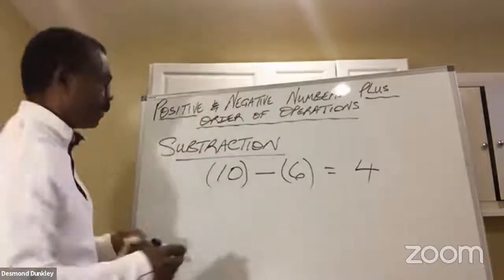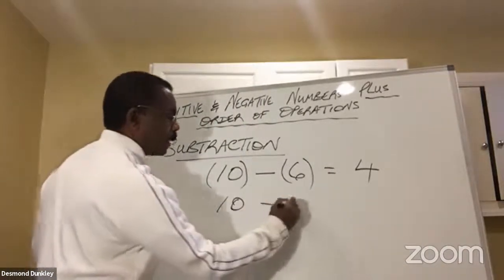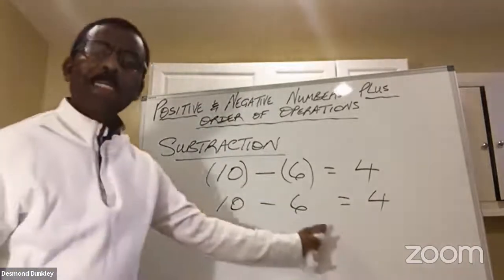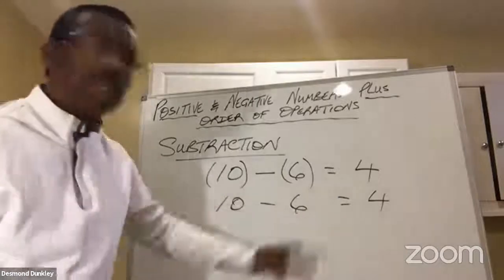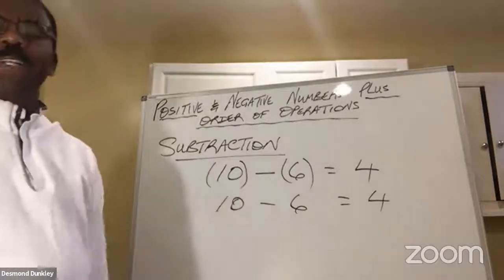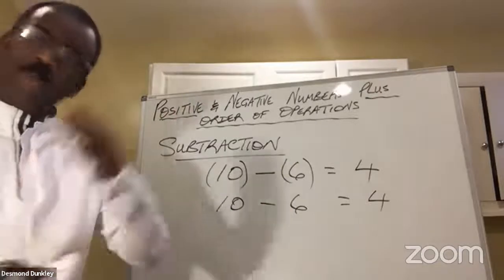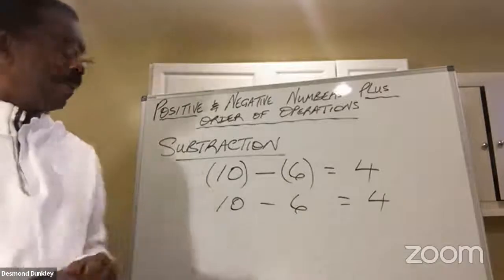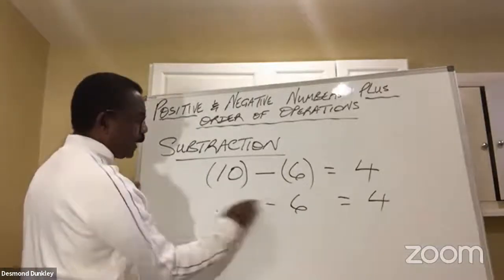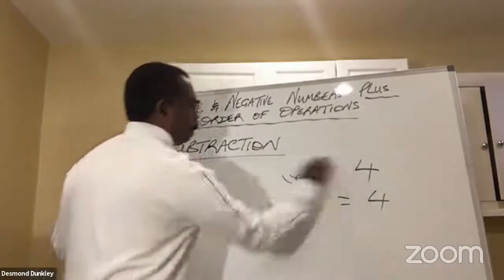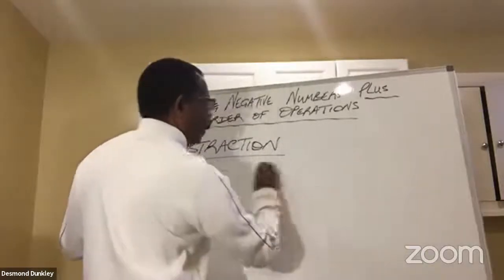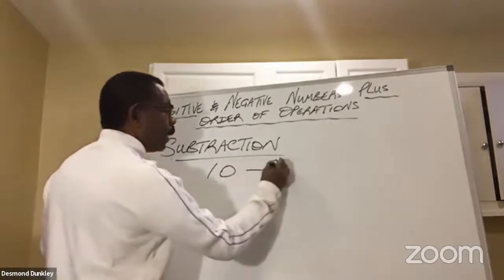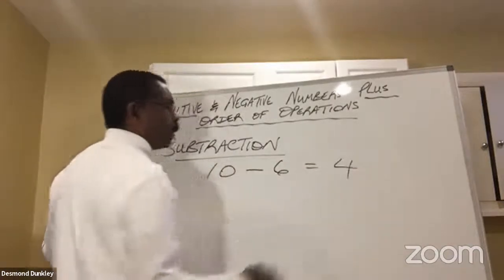Nobody has a problem with that because you don't even need the parentheses. Nobody would have a problem seeing that. 10 take away 6. You're taking away a smaller number from a larger number. Not a problem. Very, very easy to understand. Let's see what happens when you change that up. We said 10 take away 6 equal to 4.